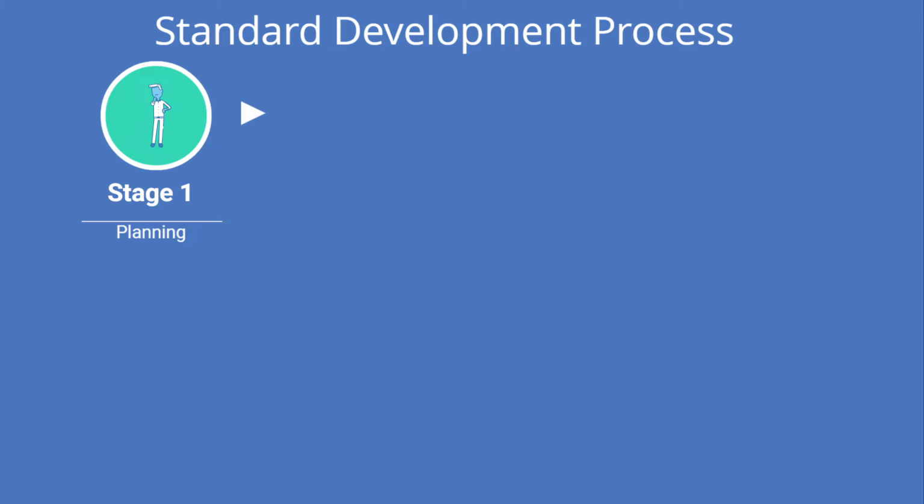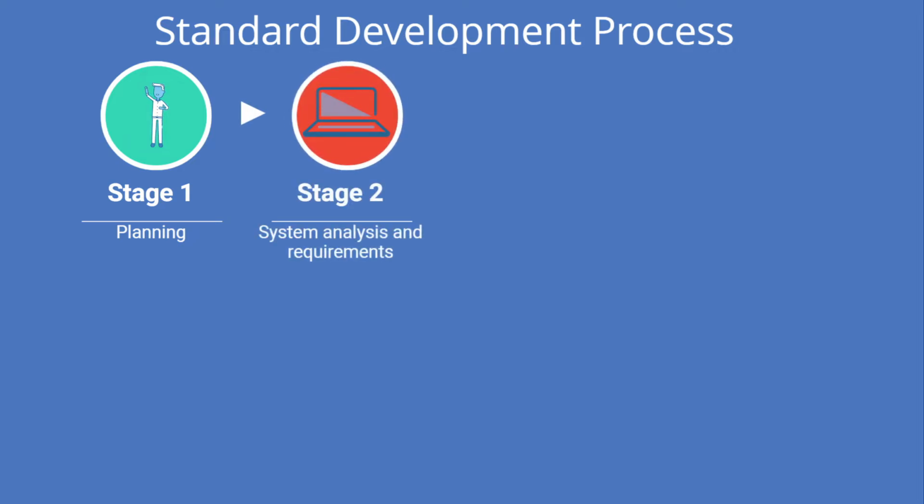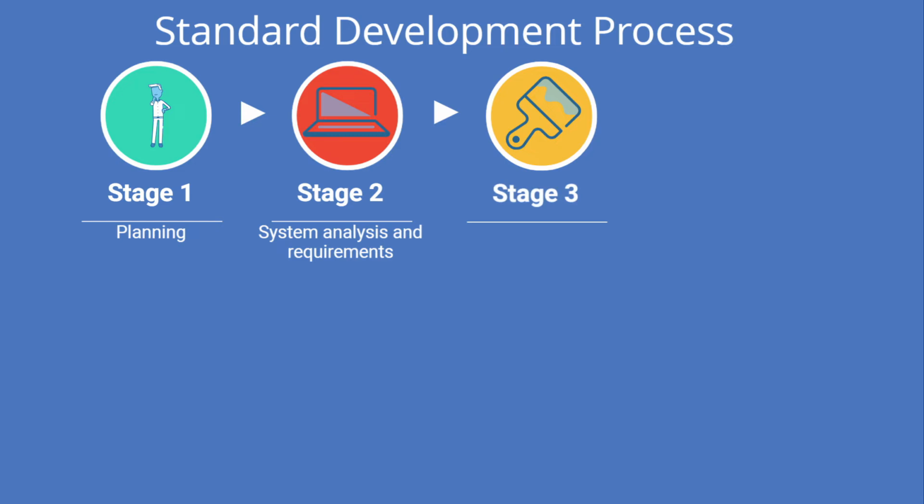When creating an e-commerce website, you have to follow the 7 stages of the standard development process. The first stage is planning. The major focus of this stage is to produce a plan to guide the execution of the project. Stage 2, system analysis and requirements. This stage is about deciding what is the best hardware, software, and features for the website.